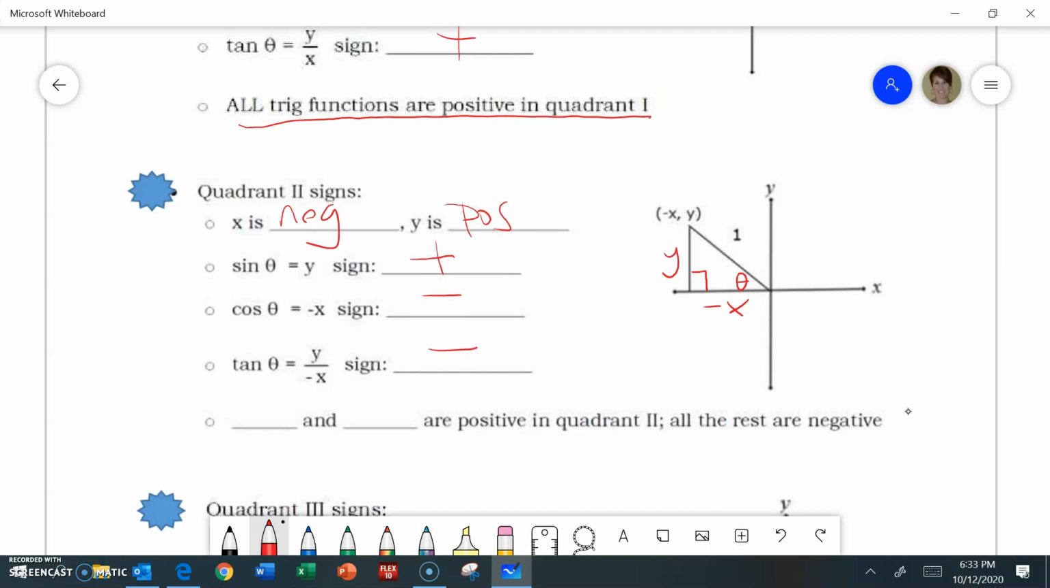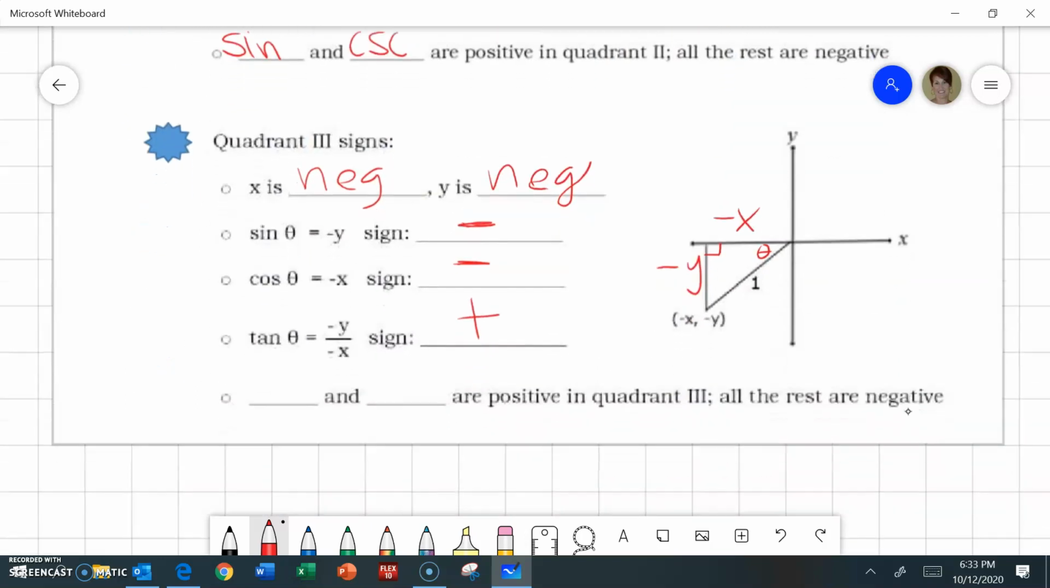So if you notice, out of your trig functions, sine is positive, and then what else would be positive? Well, it would be its reciprocal. So don't forget about cosecant. The reason it's not mentioned up here is because if a number is positive, then its reciprocal will also be positive.